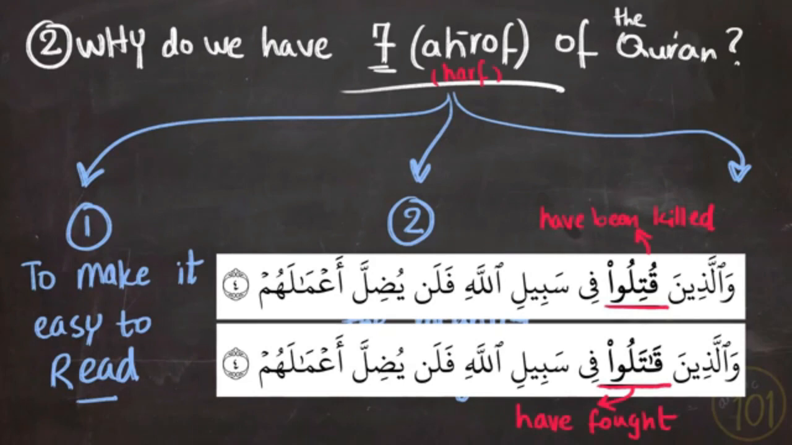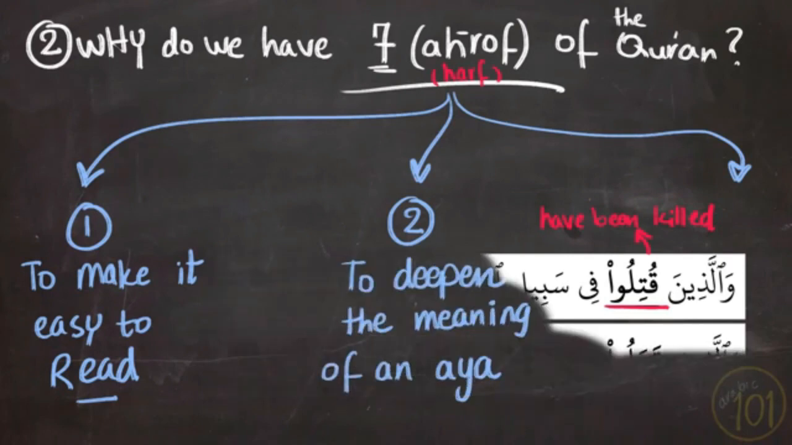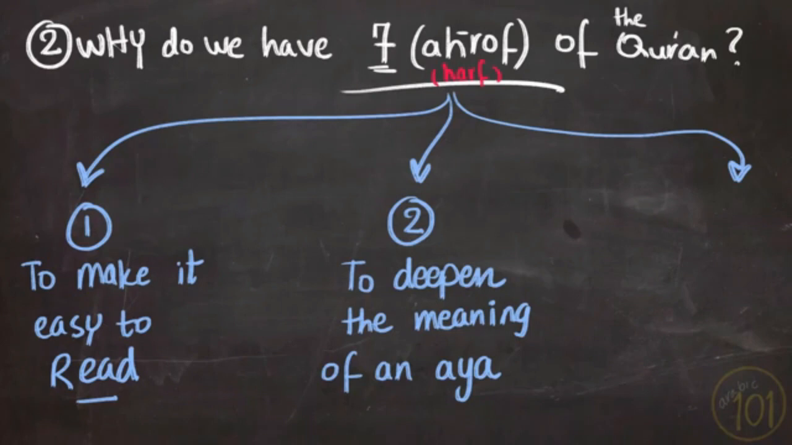As we can see, it adds a miraculous dimension to the ayah, adding and enriching its meaning. So the deeds of those who have been killed and those who just fought in the cause of Allah will not go to waste. So the variations here added another dimension without contradicting the one that is already there.